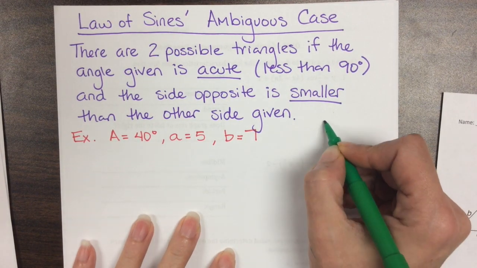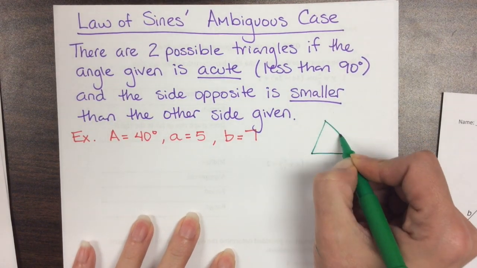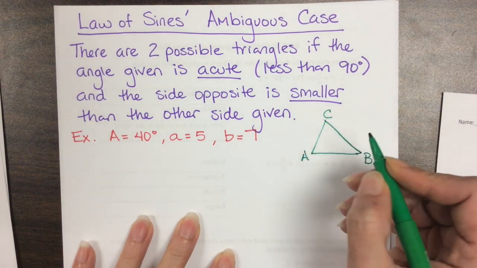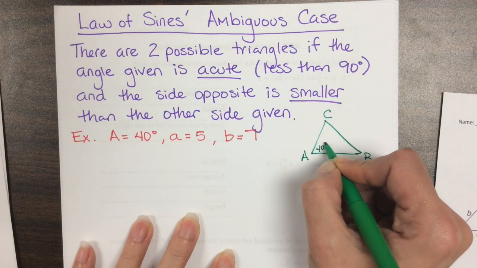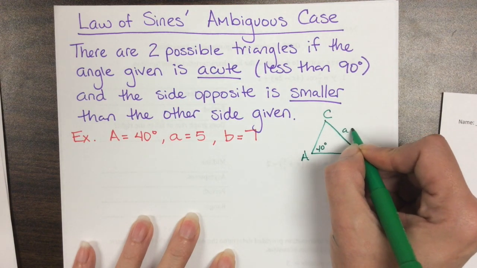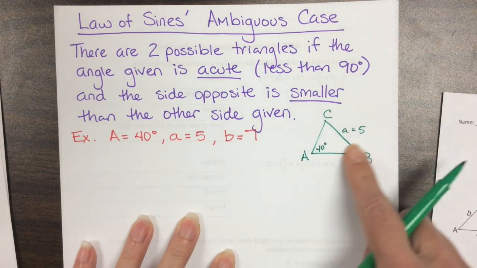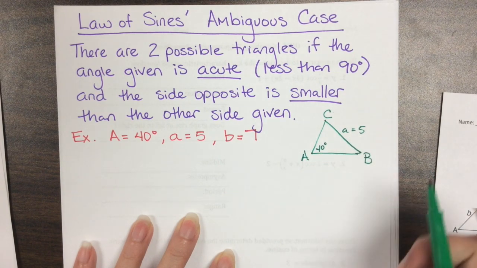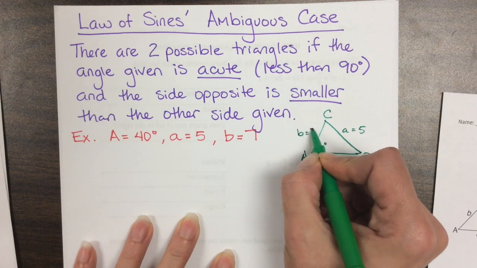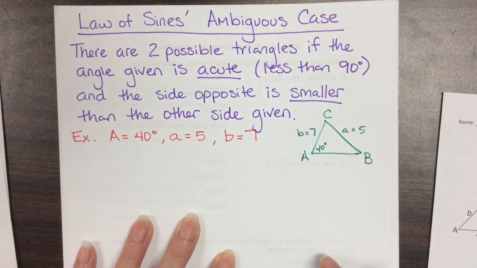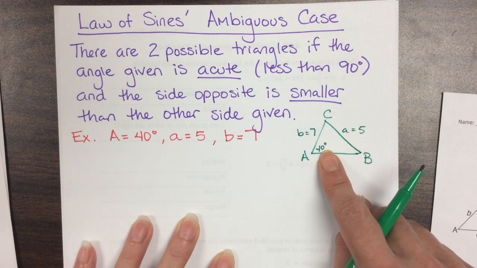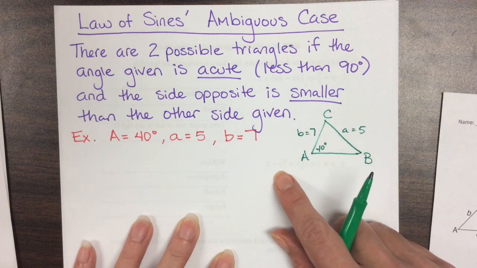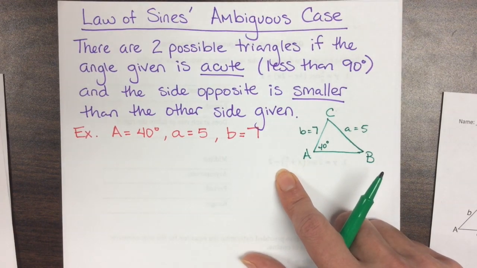And remember that with law of sines, we have to have that opposite pairing. So here's ABC, and so we know that this is 40 degrees, and that this A equals 5. So there's your opposite pair, angle and opposite side. And then we also know that little b is 7. If you notice, the side opposite an acute angle is smaller than the other side given. So we need to solve for two triangles.